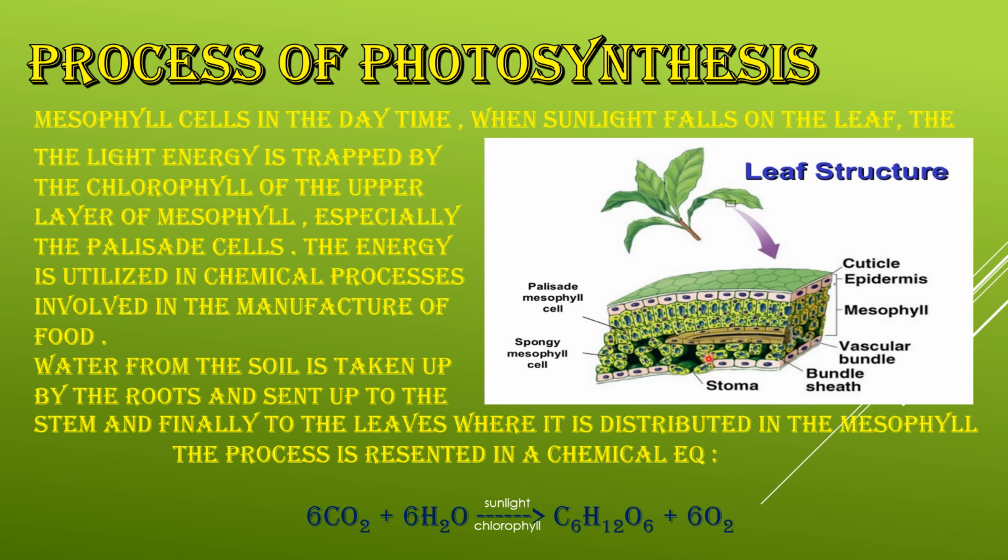Now, the equation is cited there. Carbon dioxide from the atmosphere, water from the soil, sunlight, and chlorophyll together prepare food in the form of starch, and the life-supporting gas oxygen is released into the atmosphere. This is the whole process of photosynthesis.